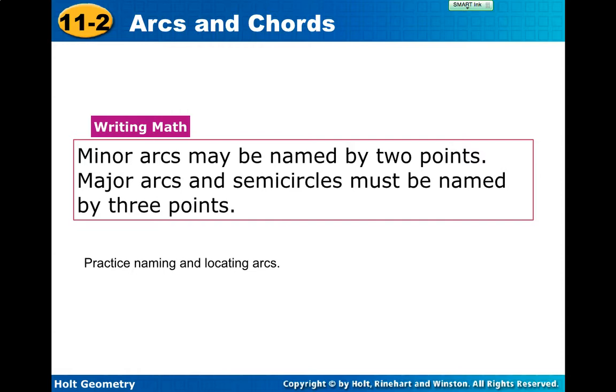Give me another one, Zach. Arc CE. Okay, another one, Paige. FE. Another one. AB. How many could there be? 1, 2, 3, 4, 5 little ones. 6, 7, 8, maybe 9. I can come up with like 9.